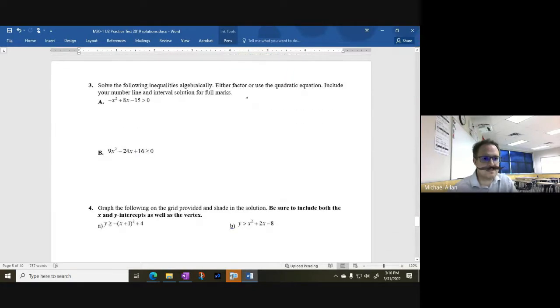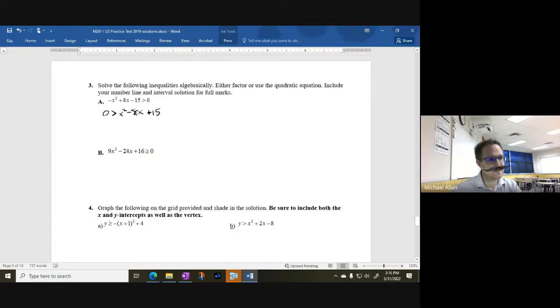Solve the following. It says here, include your number line and the interval solution. Now let's make that set notation rather than interval notation. I want to solve this inequality algebraically. I guess I could graph it, that's a good verification. But before I start, I got this negative I don't want, so I'm going to rearrange the equation. If all I do is add or subtract, I don't have to switch my sign. I'm just going to minus the 8 over, add the 15 over.